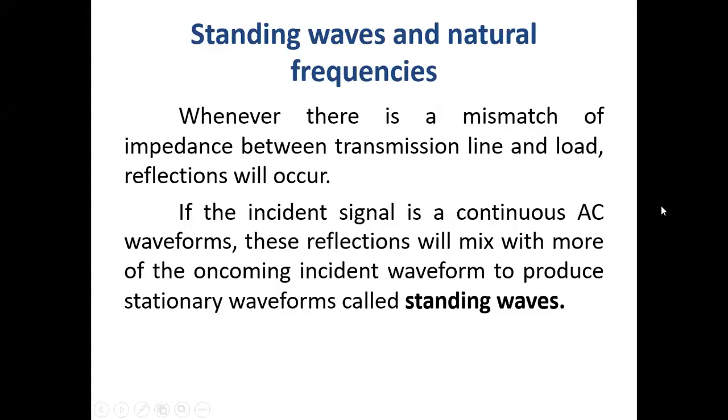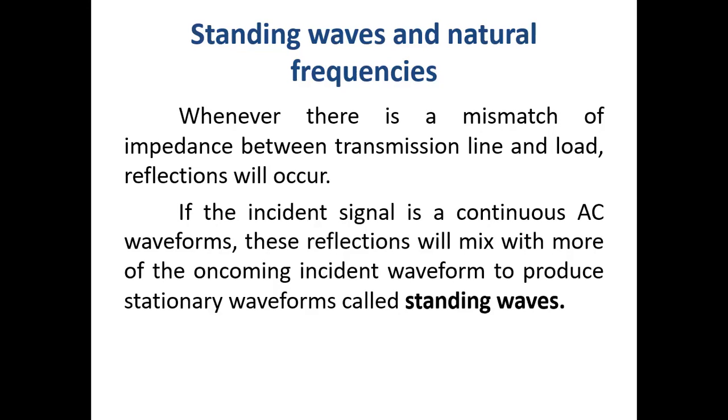Today in this video, I am going to explain about standing waves and natural frequencies in power system transients. We all know that in a power system, we have a generation side as well as the distribution side. So whatever power is generated will be equal to the power drawn. But whenever there is a mismatch of impedance between the transmission line and the load, reflections will occur in the power system. And if the incident signal is a continuous AC waveform, these reflections will mix with the oncoming incident waveform to produce stationary waves called standing waves.